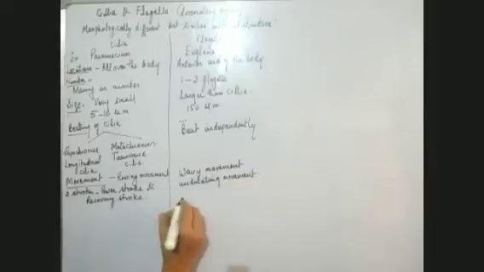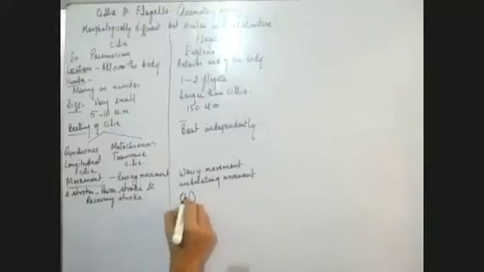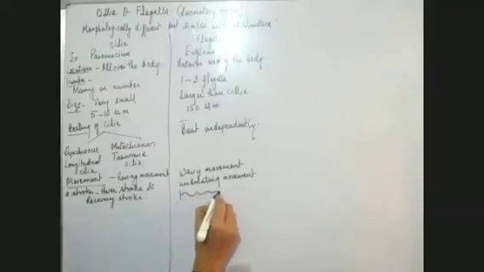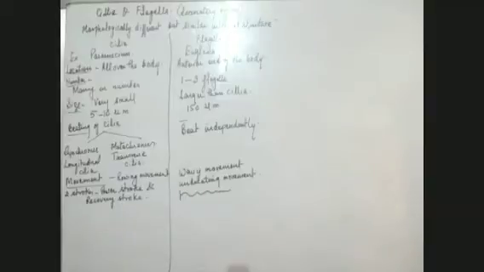Like this. If flagella are attached here, it will show a movement like this. That means a wavy movement. If it is attached here, it will show a wavy movement. A wavy or undulating movement is seen in the case of flagella. So this is about the movement.